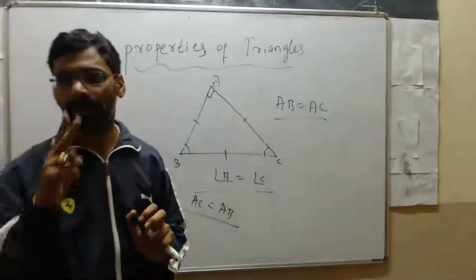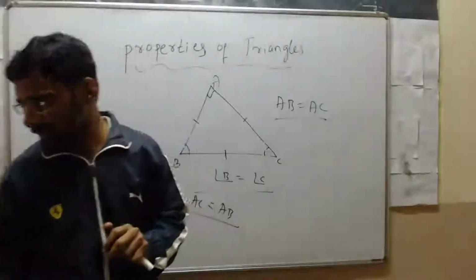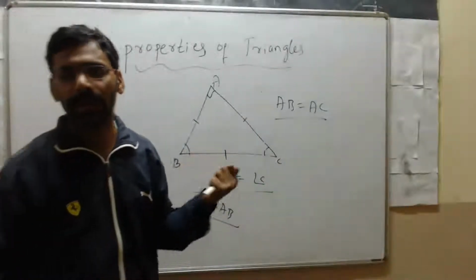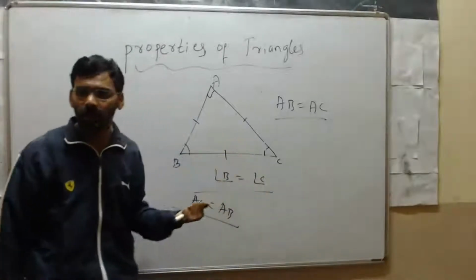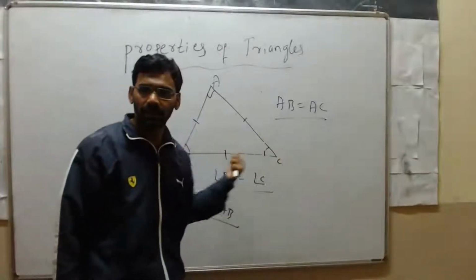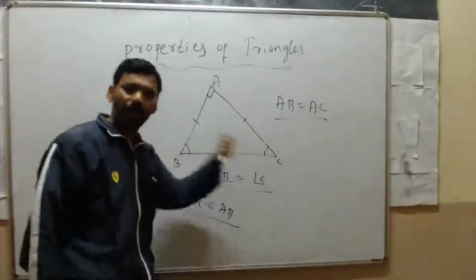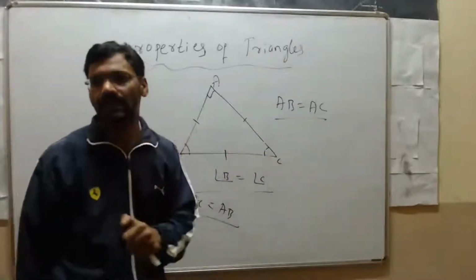In properties of triangle, two theorems are there. The next exercise is purely based on these properties of triangle. It means if two sides are equal, their opposite angles are equal. If two angles are equal, their opposite sides are equal to each other.